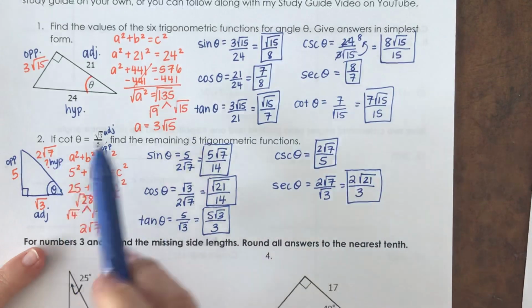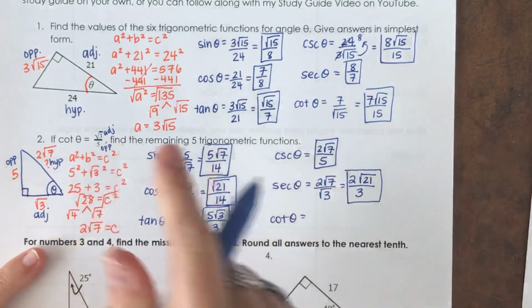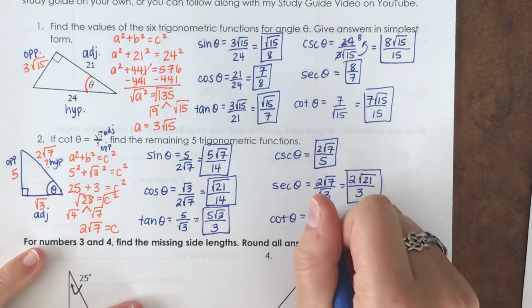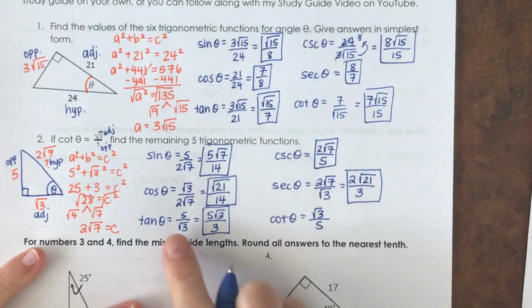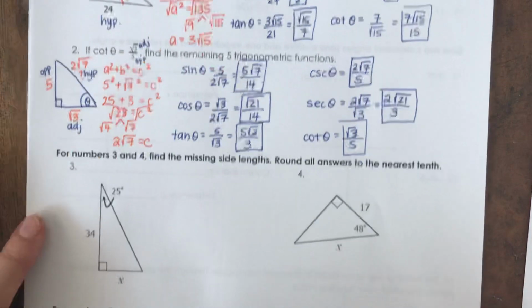And I don't even really need to do the cotangent. Why don't I need to do it? Because it's already given to me. It's radical 3 over 5, which I can see over here anyway. Okay, there we go. And I've got my 6 trig functions for that one problem.